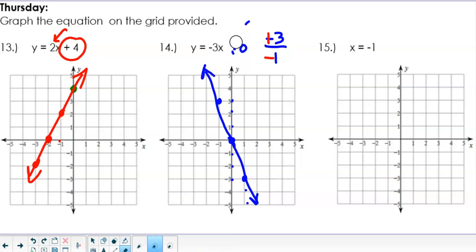Now let's do a common sense check. Does it pass through the origin? Does it go downhill? Yes.